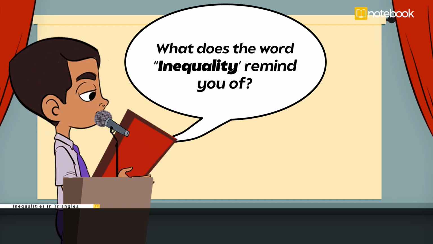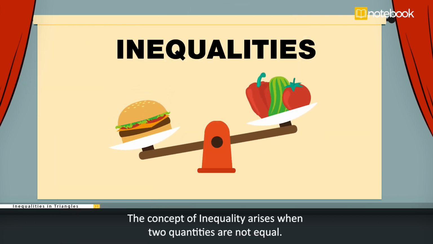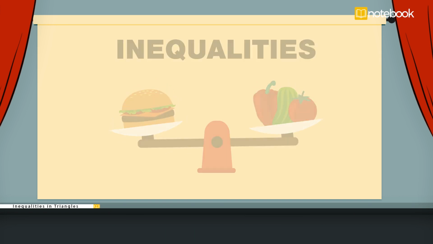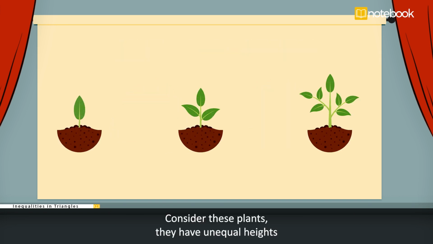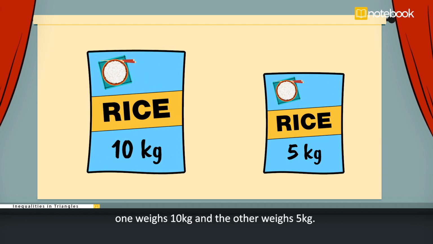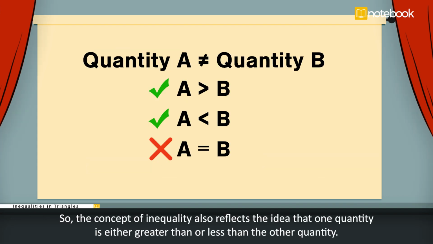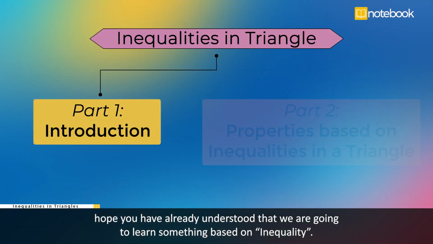What does the word inequality remind you of? The concept of inequality arises when two quantities are not equal. Consider these plants. They have unequal heights. Or suppose we have two packets of rice. One weighs 10 kg and the other weighs 5 kg. Obviously, 10 kg of rice is bigger than 5 kg. So, the concept of inequality also reflects the idea that one quantity is either greater than or less than the other quantity. I hope you have already understood that we are going to learn something based on inequality.